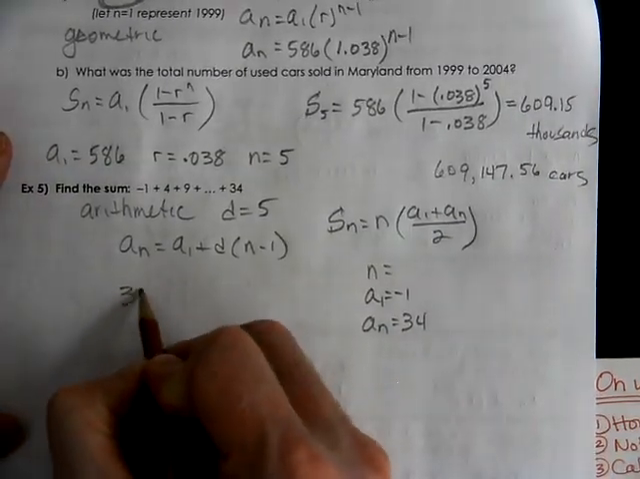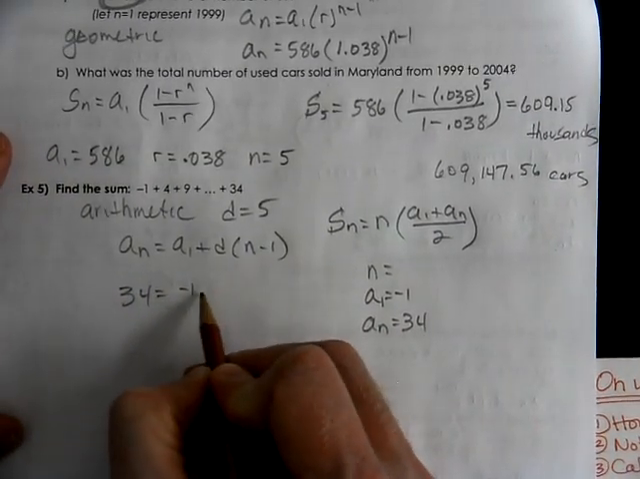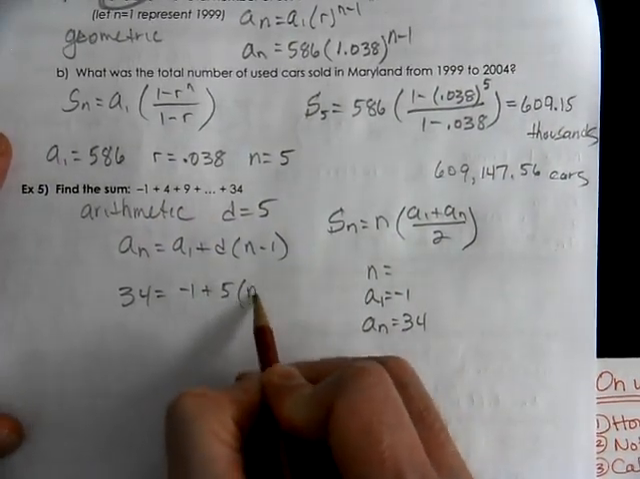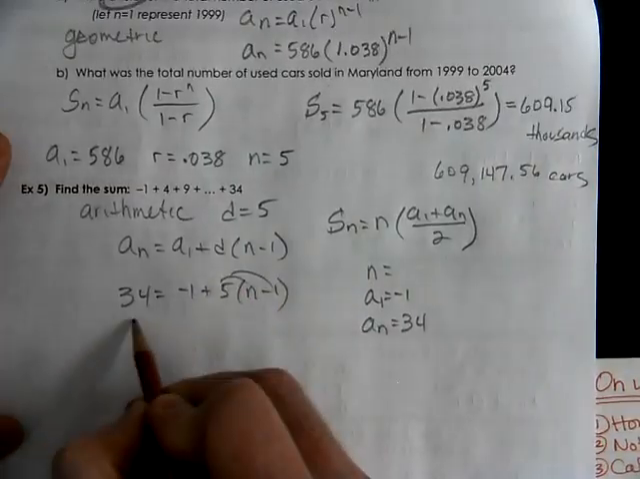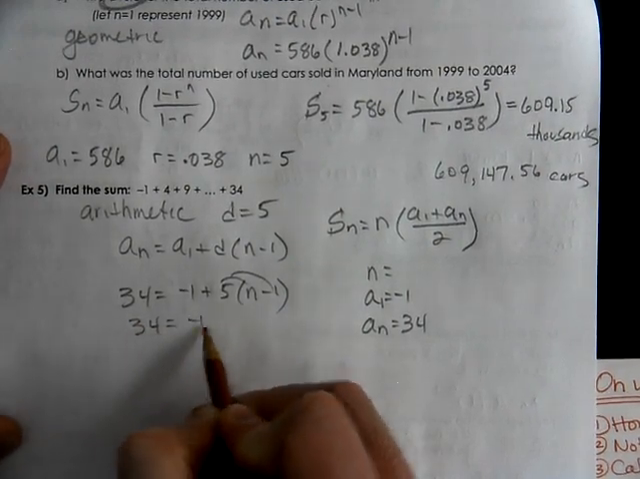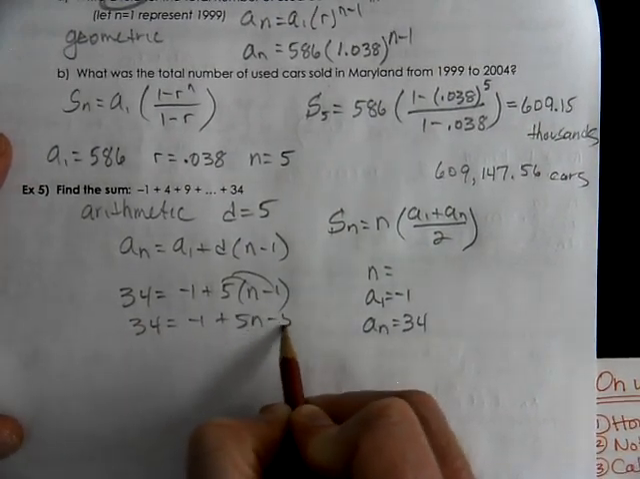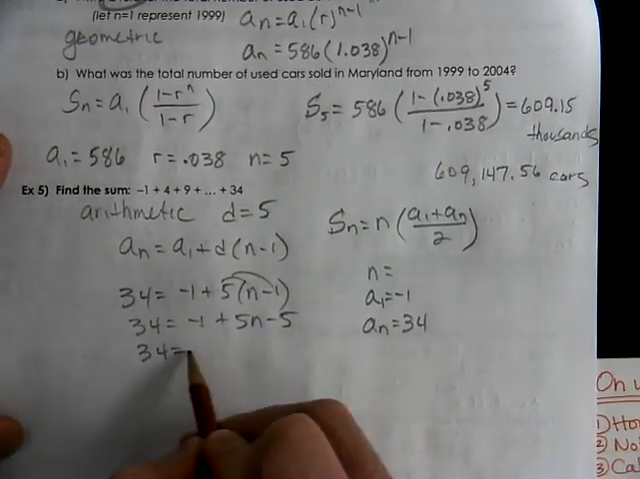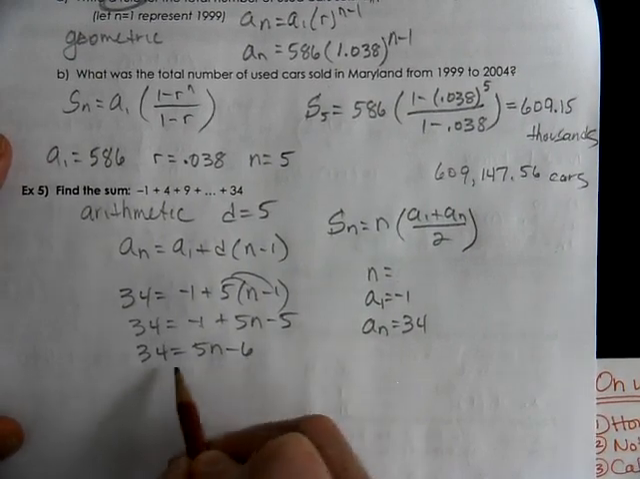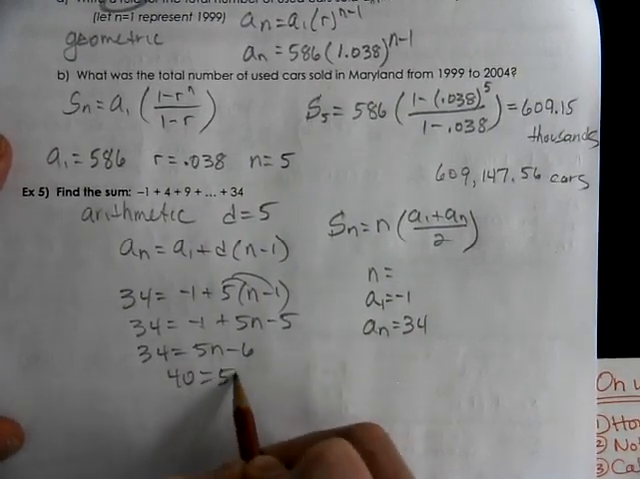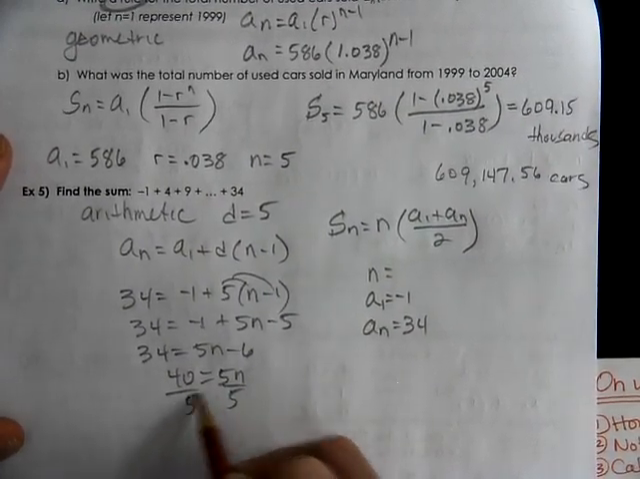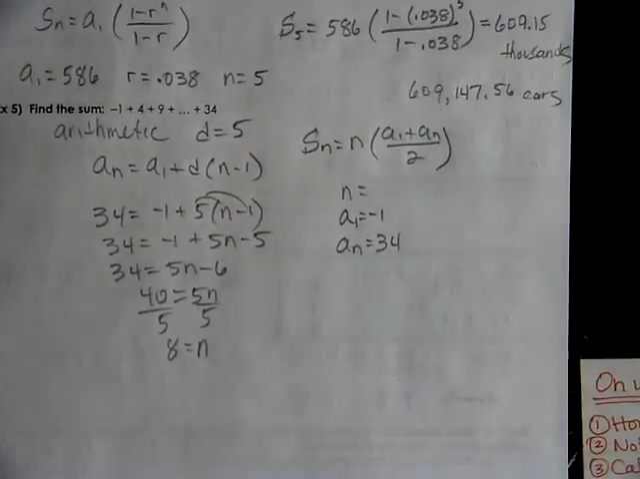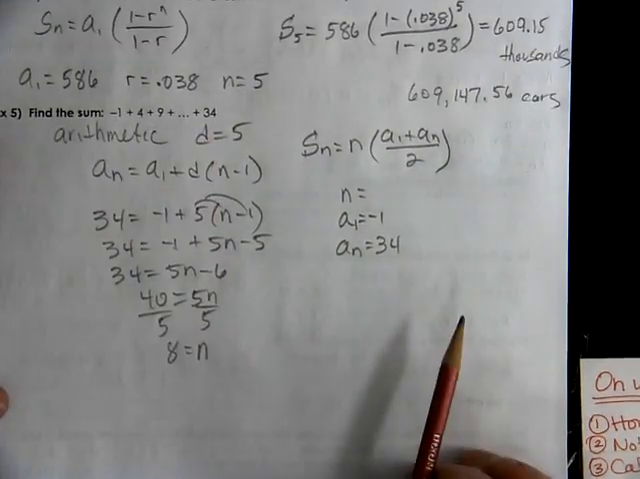So we use our formula to be 34. Start with -1. Our common difference we determined was 5, with n minus 1. So that would be -6. Add it across to get 40. And we get 8 terms. There are 8 terms in this list.